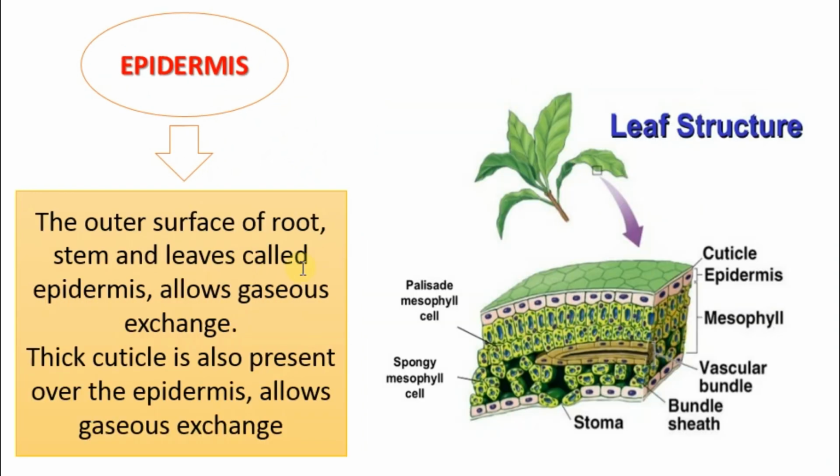The other is the epidermis. Epidermis is the outermost layer of a plant leaf or the plant body. Through this epidermis, plants also exchange their gases. A cuticle is also present on the epidermis, through which plants can also exchange their gases. Okay, understand?